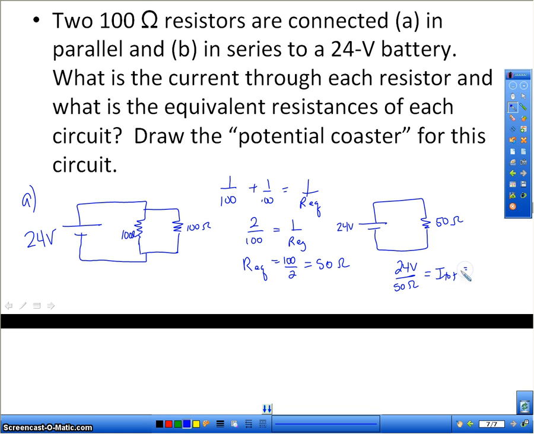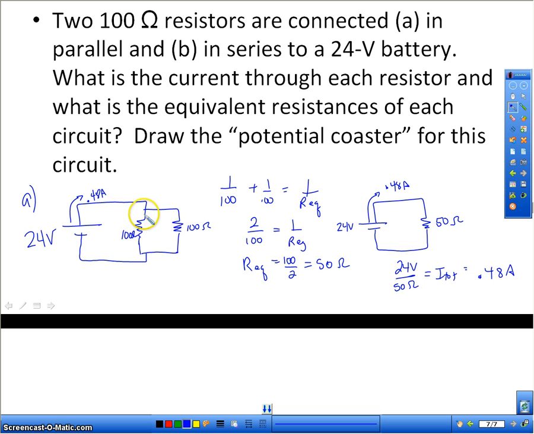And in this case, my total current is 0.48 amps. So that's what you end up getting right here. 0.48 amps is coming out of the battery. Now, this current is going to split, and in this case, it is going to split evenly because those two resistors are even. It doesn't have to split evenly, though, if those two aren't equal to each other.